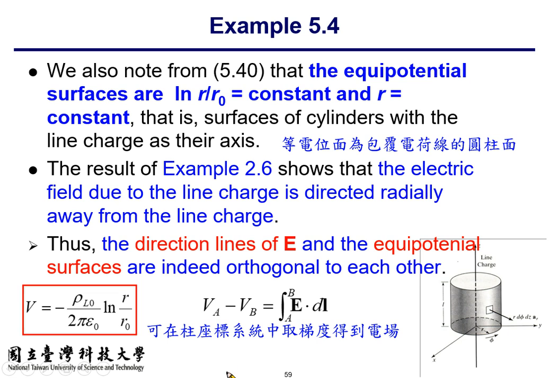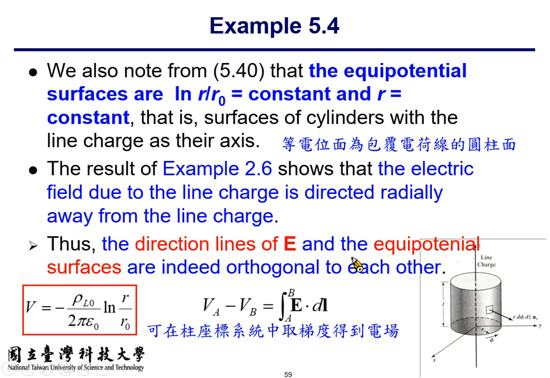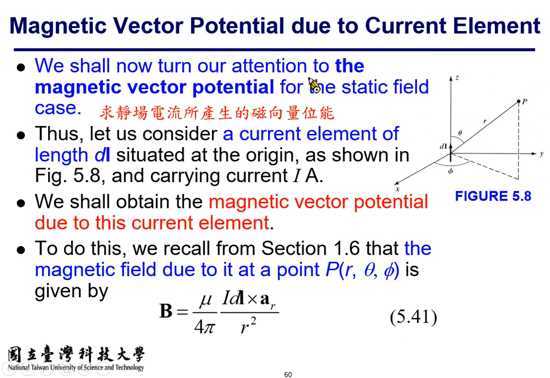So by taking the gradient of electrical potential in the cylindrical coordinate system, you should be able to find the electrical field intensity of this line. Okay. So the very last thing we'd like to show here, I might have a few minutes left, but let me finish this.